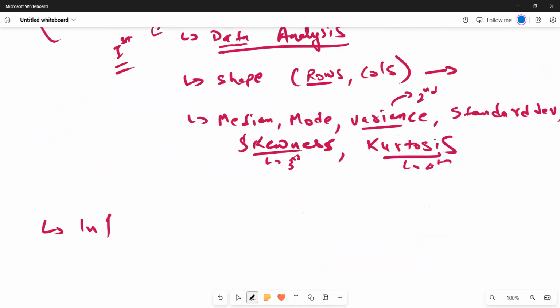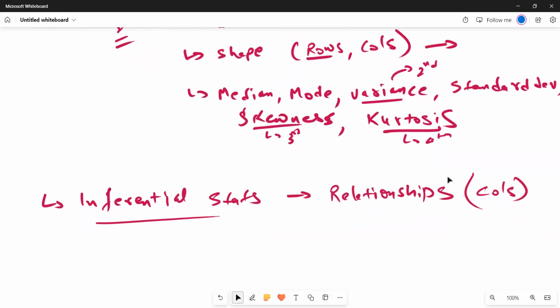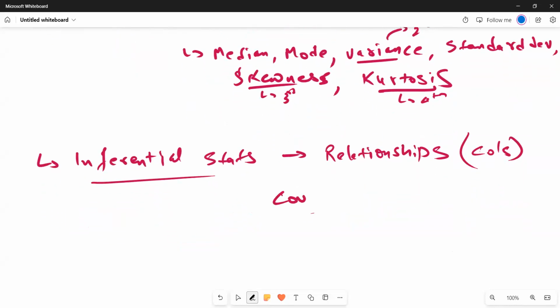The second type of statistics is inferential statistics. Right, in inferential statistics, we majorly study relationships. Since my data is in tabular format, it's present in the form of rows and columns, so I'll be analyzing the relationship between the columns. All right. So here we'll learn about covariance and correlation.